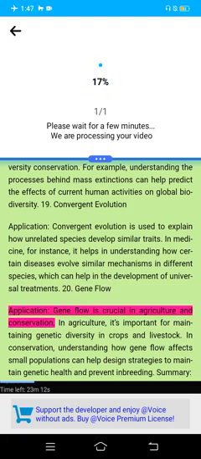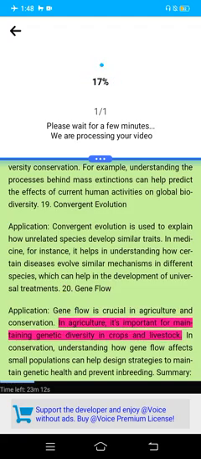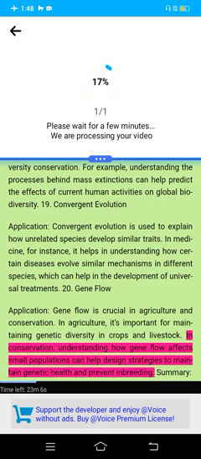20. Gene flow. Application. Gene flow is crucial in agriculture and conservation. In agriculture, it's important for maintaining genetic diversity in crops and livestock. Conservation: understanding how gene flow affects small populations can help design strategies to maintain genetic health and prevent inbreeding.